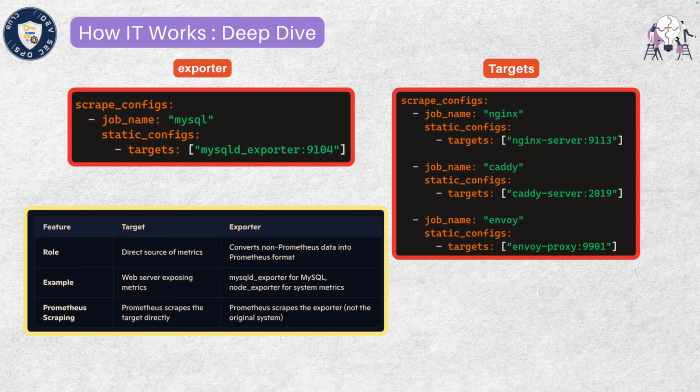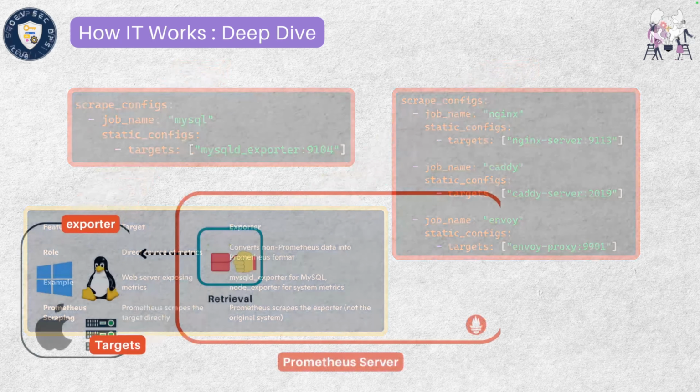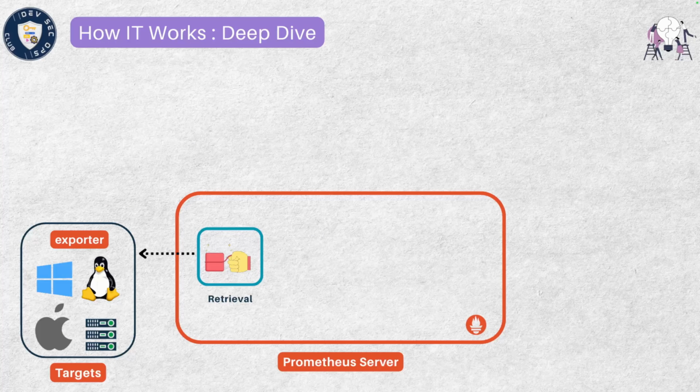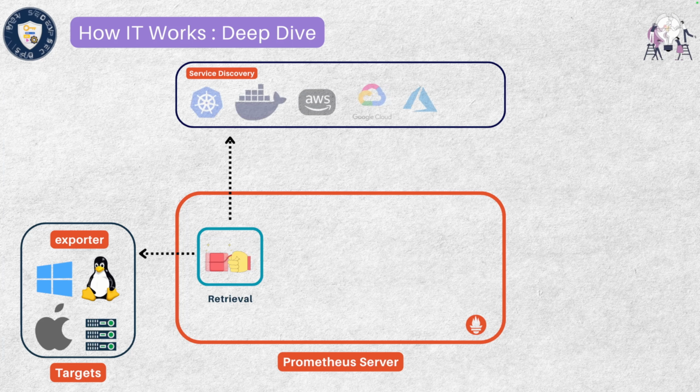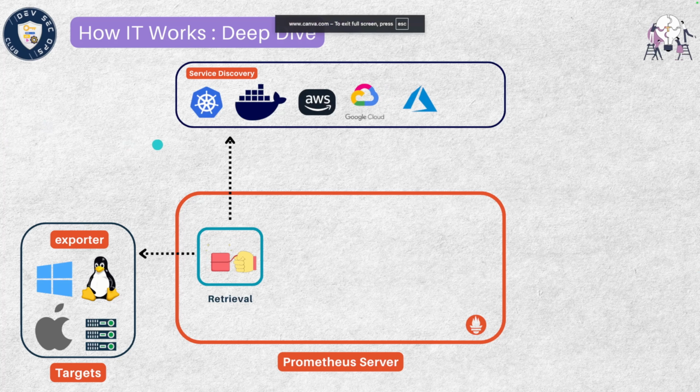I hope it is clear. Let me know if it is not, I will provide more information. So here we already saw that we have hard coded these values, so Prometheus knows about the exporters and targets. Instead of manually defining exporters and targets, Prometheus also supports service discovery, allowing it to automatically detect and scrape new instances without manual configuration. This is useful in dynamic environments like Kubernetes, containers, Docker, AWS, GCP, Azure.